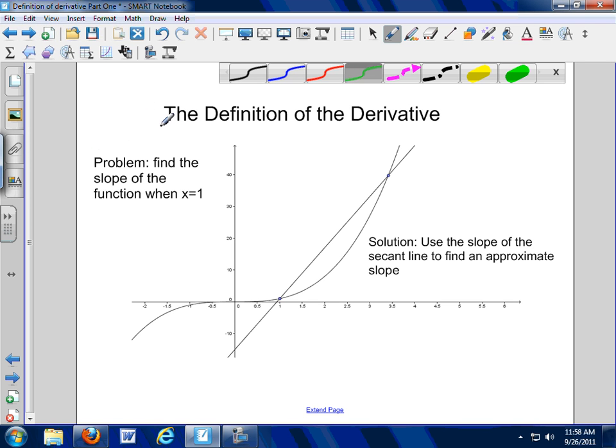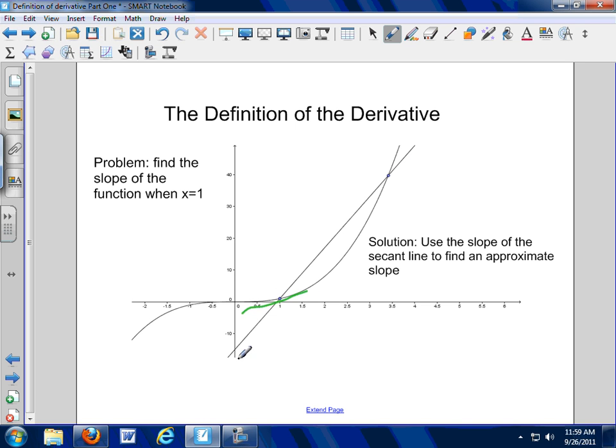One is the slope of the tangent line, and what we're trying to do is find the slope of this function right here, at x equals 1. Here's my function. So we start with the slope of the secant line, which gives us an approximation. We pick a couple of points; the secant line connects the two points and passes through the curve twice. We can figure out the slope of this line, right? Would it be the same as the slope of this line right here? Probably not so much, okay?